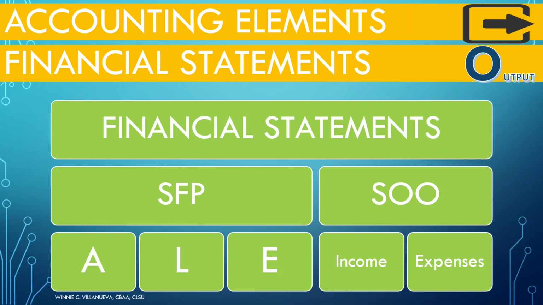Now, how about the relationship of accounting elements to a financial statement? Of course, your ALE is reflected in the statement of financial position. Then the income and expenses will be reflected in the statement of operations. And that is with regards to the output of accounting processes, diba? So, affected ng 5 accounting elements yung financial statement na dalawa.